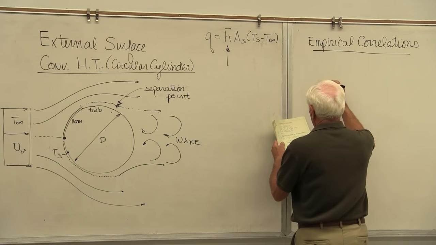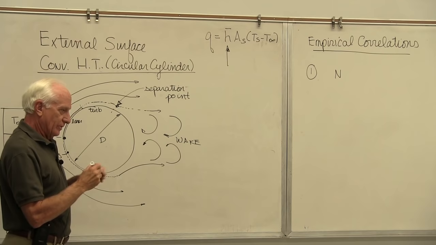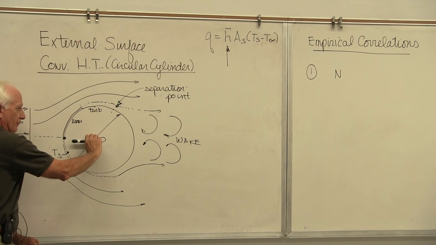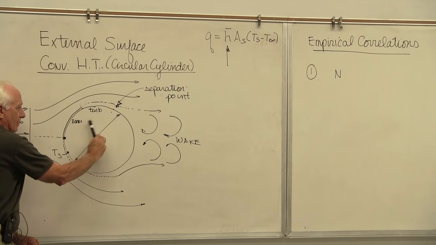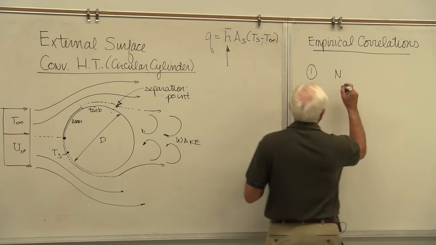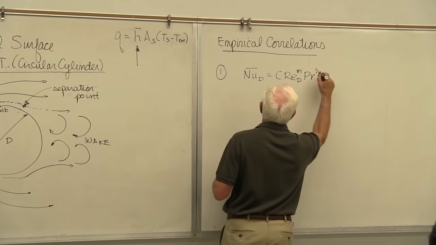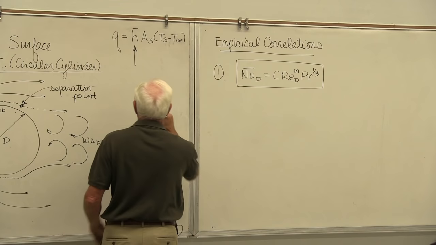By the way, the bar over h means it's the average value. The average over what? The average over the cylinder surface. In reality, h varies from the front, theta equals 0, to theta equals 45, theta equals 90. From the front to the back of the cylinder, h will vary. So the bar means averaged over all angles theta. Okay, so Nusselt D bar equals C Reynolds D to the m, Prandtl to the 1/3. That's the empirical correlation.